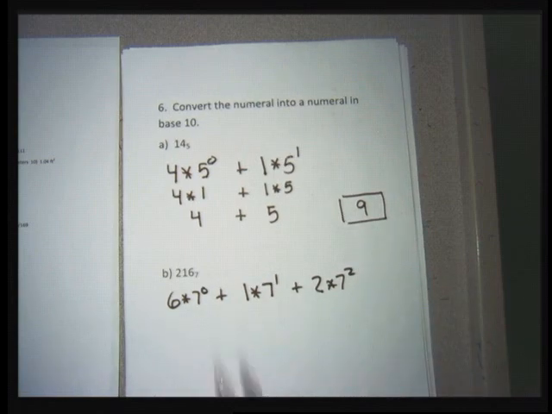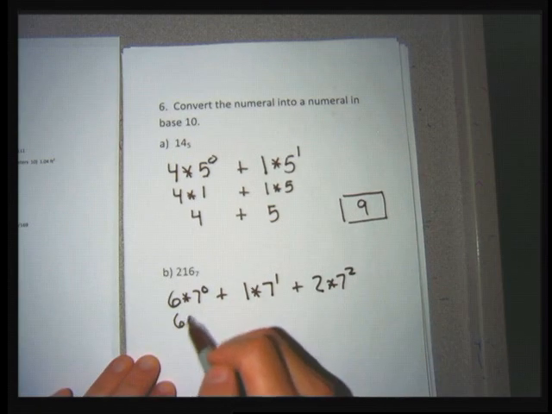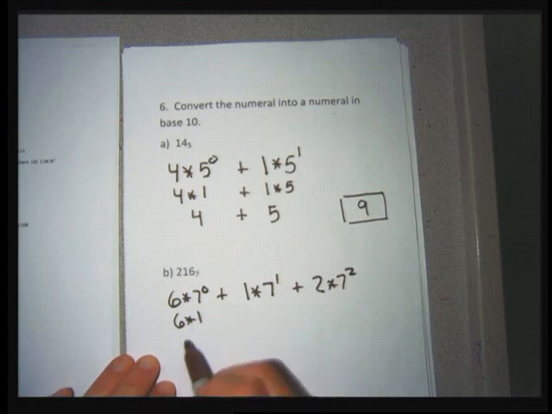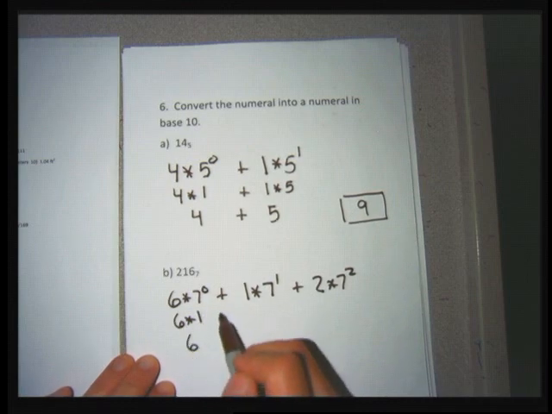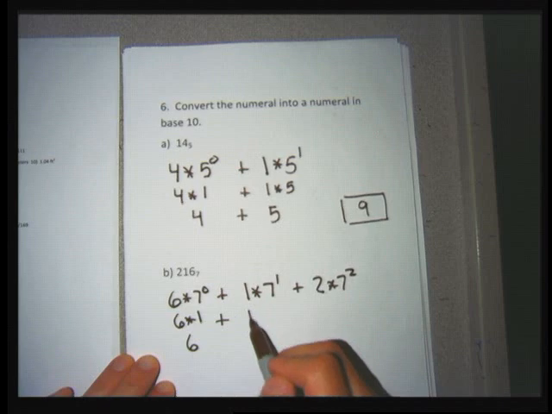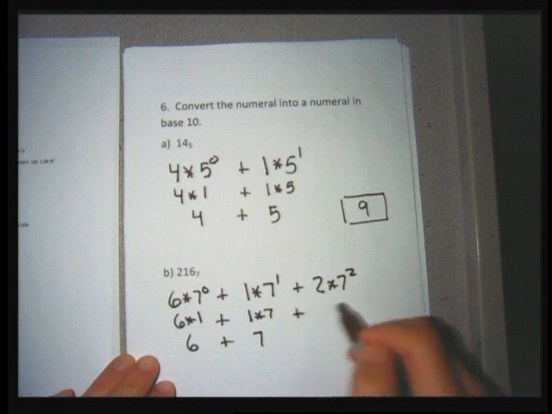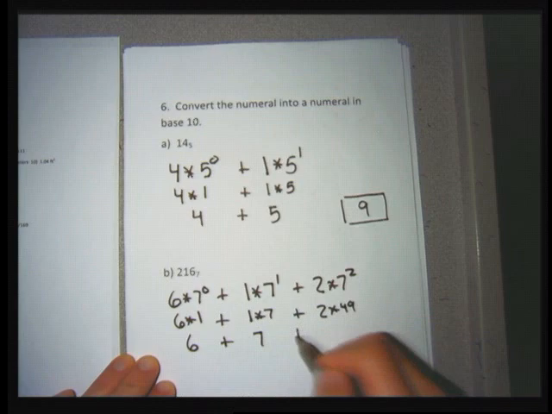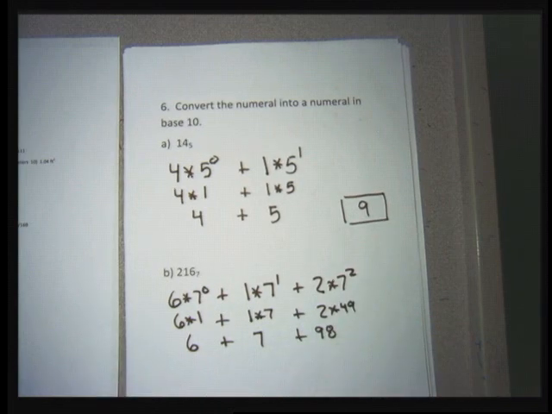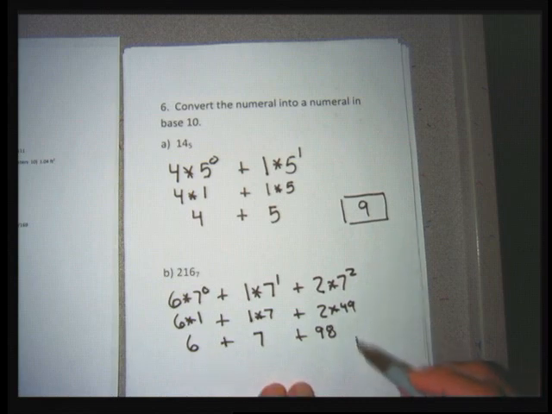Now I'm going to get rid of my exponents. 7 to the 0 power is 1. 6 times 1 is 6. Bring down my plus sign. 7 to the first power is 7. 1 times 7 is 7. Bring down my plus sign. 7 to the second power is 49. 2 times 49 is 98. Now I'm going to add those numbers up and get 111. So 216 base 7 is equal to 111 base 10.